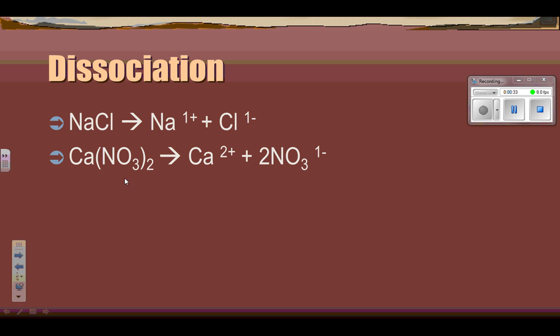Also, something like calcium nitrate. You can review the solubility rules. All nitrates are soluble according to the solubility rules. We get calcium ion, and we get 2 nitrates. That 2 goes out in front, and because nitrate is -1 and calcium is +2, we can get calcium nitrate. So just a little review of dissociation.